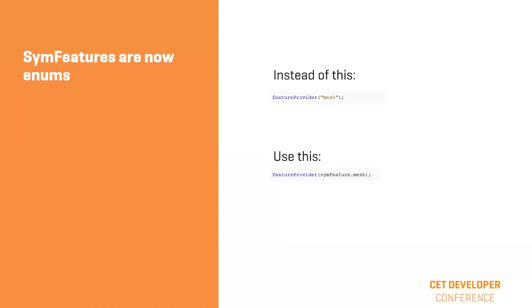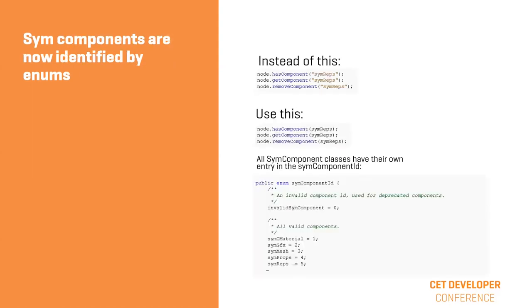Now this is changed. Instead, this is an enum, and you can access it by calling simfeature.mesh. Otherwise, there's no real change there. Just use the enum, and if you don't, you're going to get a compile time error.